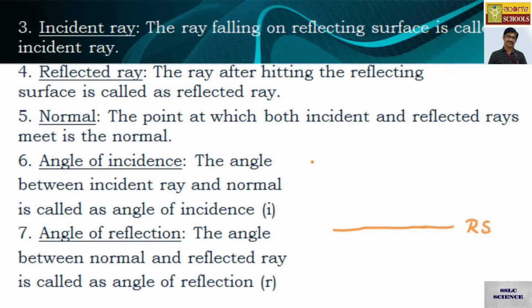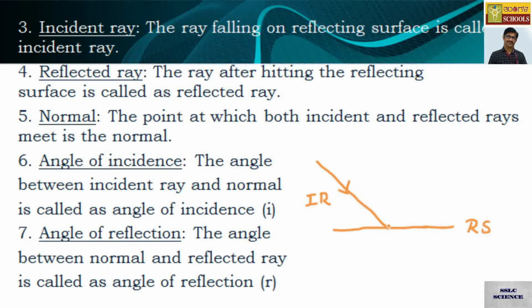Now, assume a ray of light which is falling on this reflecting surface. This is the ray of light which is falling on a reflecting surface, known as incident ray. The ray which is falling on the reflecting surface is known as incident ray.